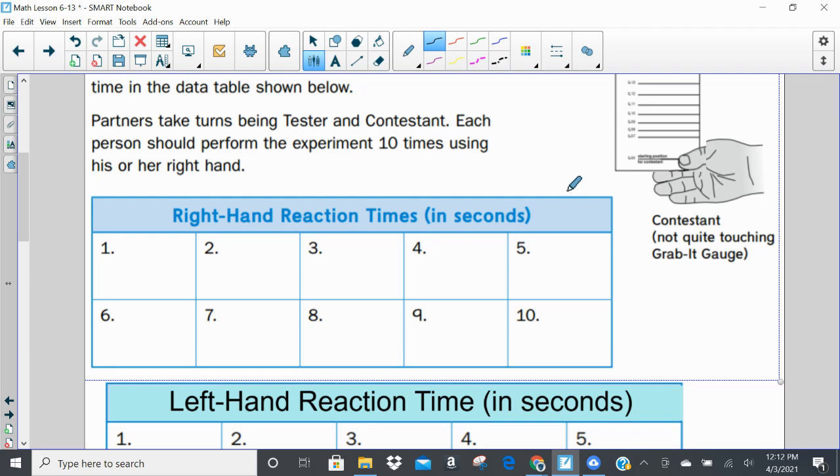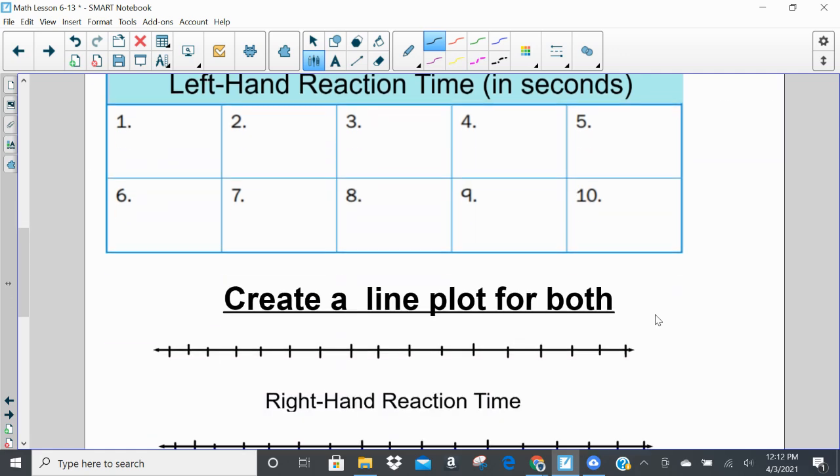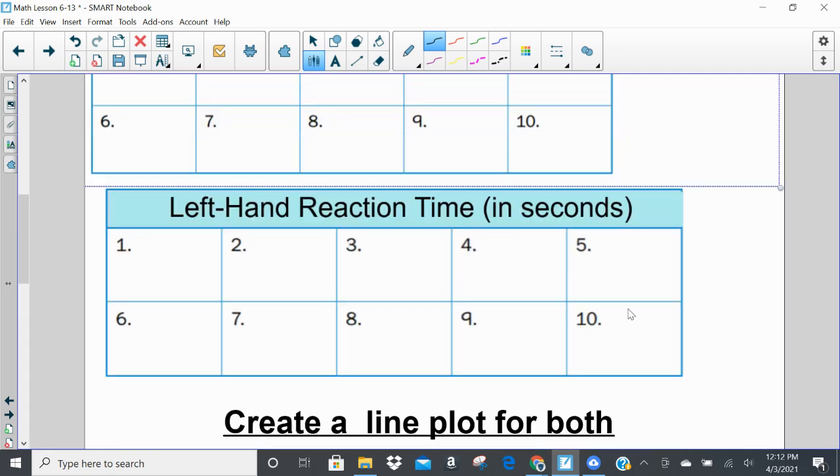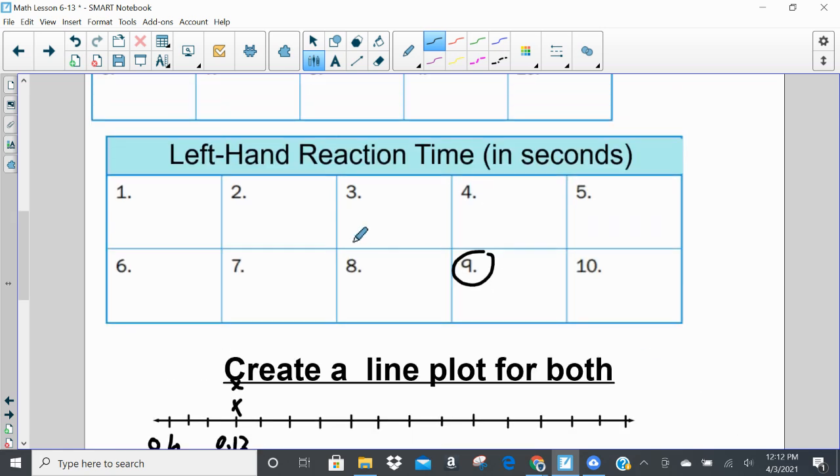So after you've completed it 10 times with your right hand and 10 times with your left hand, you're going to create a line plot for both. For example, let's say that we're going to start at 0.10, but then we had a reaction time of 0.13. So I'm going to put an X above 0.13. You know what? For my ninth attempt, I did 0.13 again with my right hand. You're going to do that for both hands, both line plots.